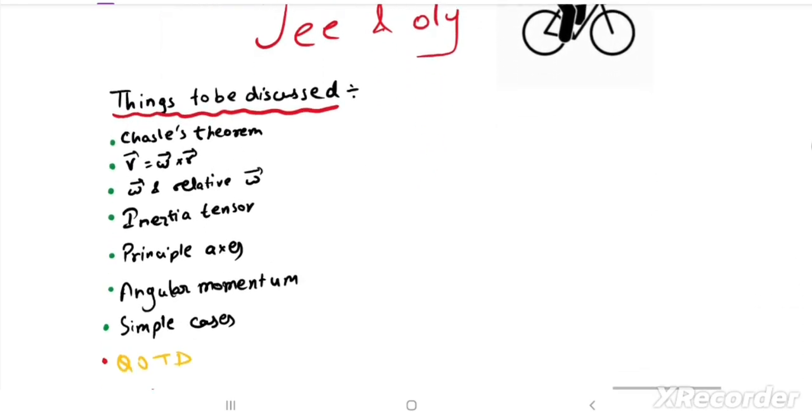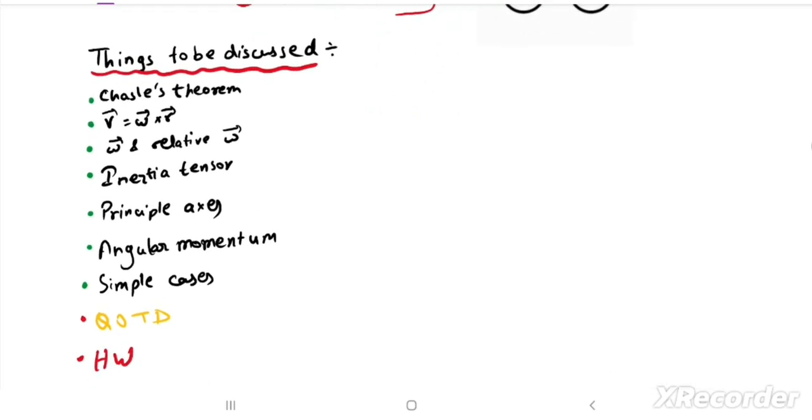Things to be discussed. First is Chasles' theorem. Chasles' theorem is basically relative motion; you will get it in the first row only. Then V equals omega cross R, which you have probably studied in your JEE phase. While doing JEE Advanced problems you'll also come across this. Then an important thing: the definition of the omega vector with respect to the lab frame, the omega vector with respect to another rotating frame, and all those.